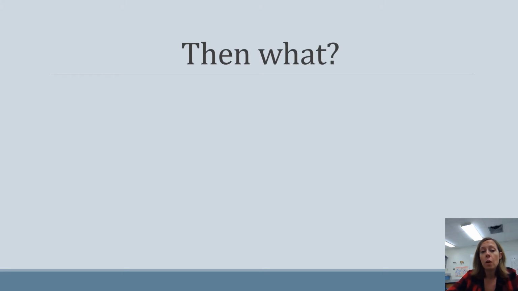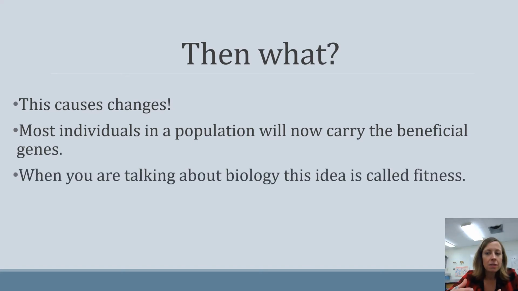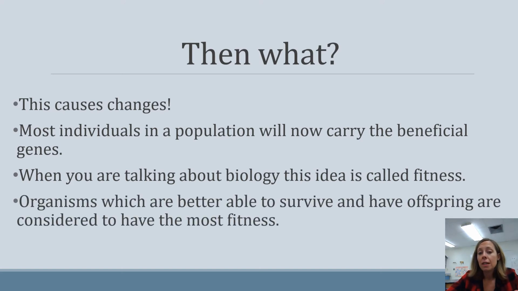So then what? All of these changes, all these factors are going to actually cause changes to occur, right? So individuals in the population now are going to carry that beneficial gene. Like with the frogs, they'll now be a darker color because that was a better gene to have. Makes sense? And to inherit that gene from your parents, and the parents are the ones who lived, they'll have that gene. And when you're talking about biology, this idea is called fitness. So organisms that are better able to survive and have offspring are considered the most fit in that environment.